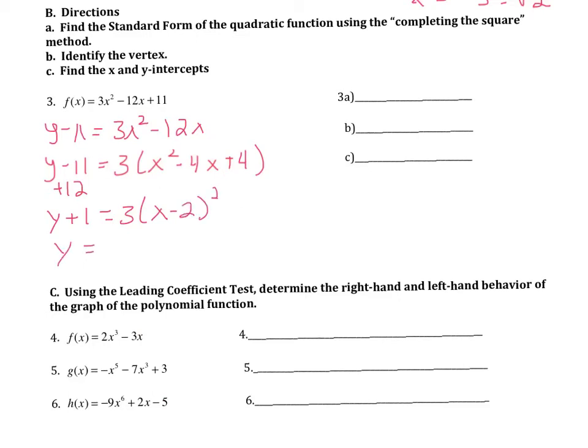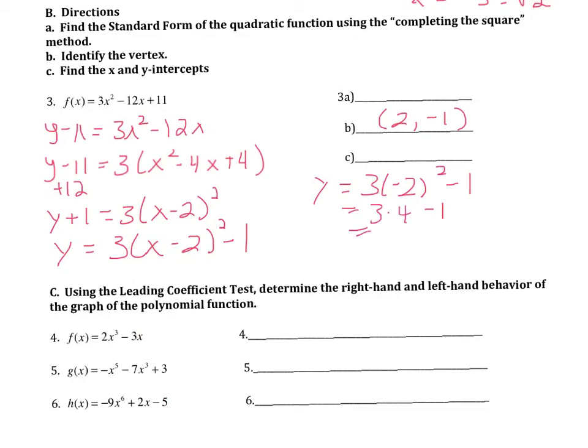And then to get it into vertex form or standard form, I'm going to subtract the 1. So I have 3 times x minus 2 squared minus 1. So my vertex is going to be positive 2 comma negative 1. And then to find the y-intercept, I'm going to plug in 0. So y equals 3 times a negative 2 squared minus 1, which will be 3 times 4 minus 1, which will be 11. So my y-intercept is at 0, comma 11.